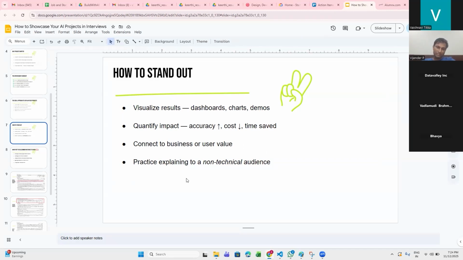So if you know somebody who's non-technical and try to explain to them, then you can explain to anyone, correct? So that way it becomes easy and you build your confidence that you can clarify to anyone.